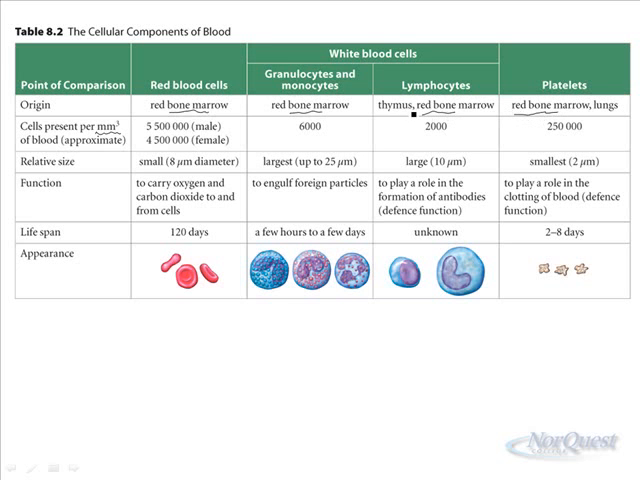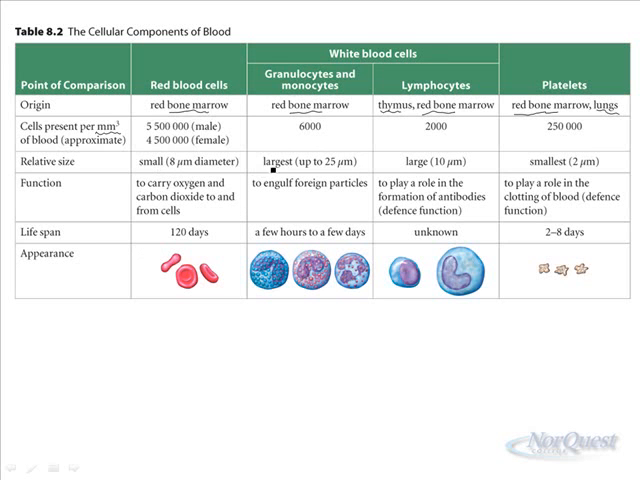Some of them are made in other places as well. Lymphocytes are made in the thymus, and platelets are generated in the lungs as well. But if you remember that red bone marrow part, that's the important part. All blood cells can be made in the red bone marrow. In terms of numbers, we just want to talk about the number of red blood cells. The average male has 5.5 million red blood cells in a cubic millimeter, as compared to 6,000, 2,000, and 250,000 platelets in the same volume.